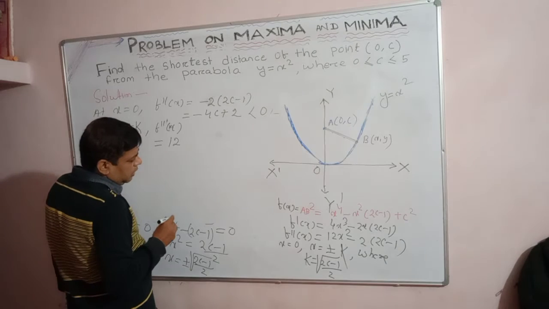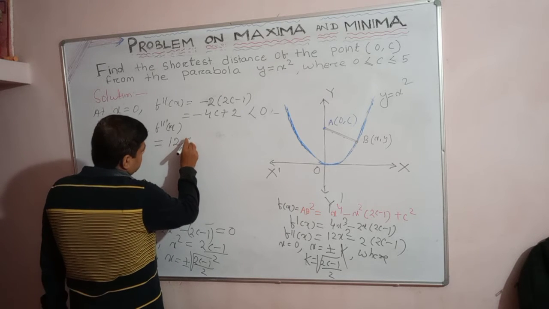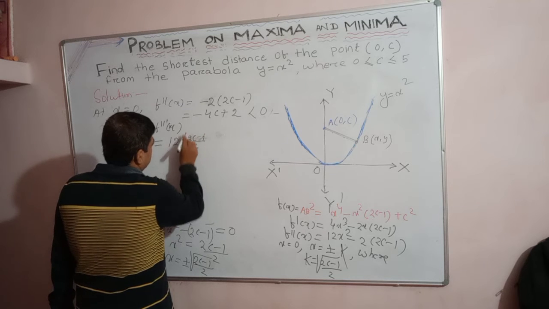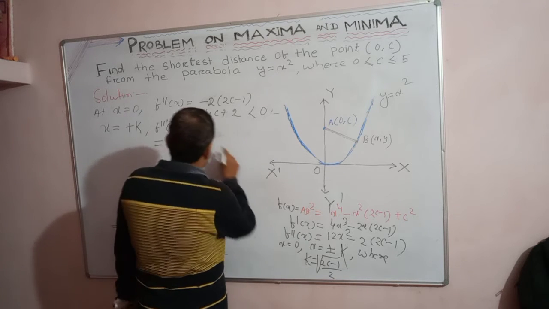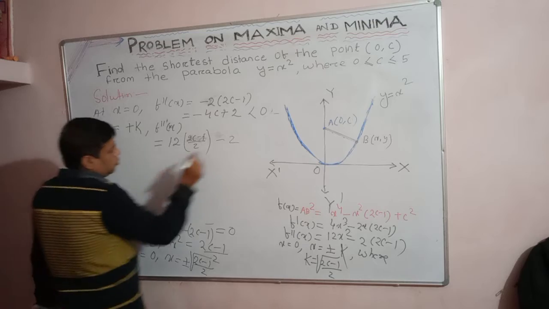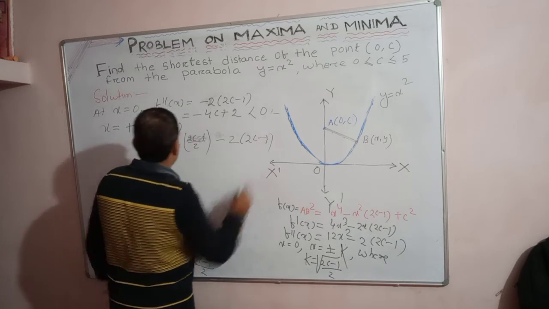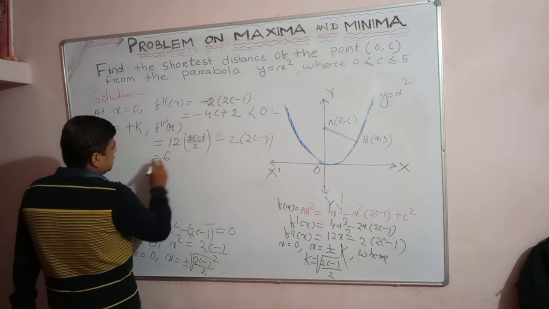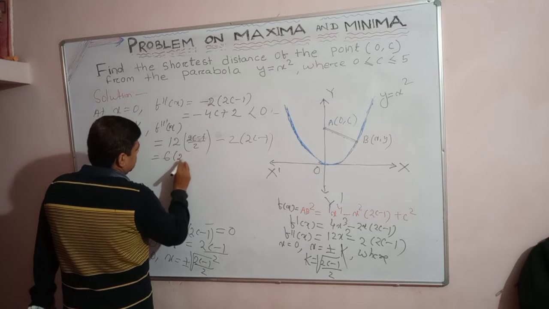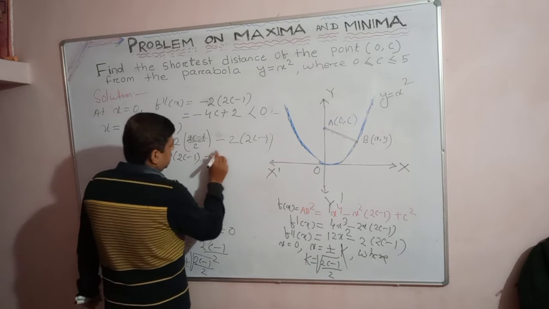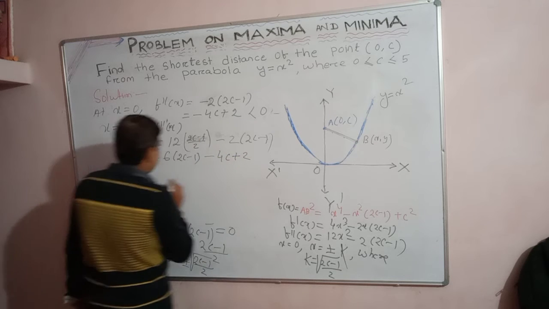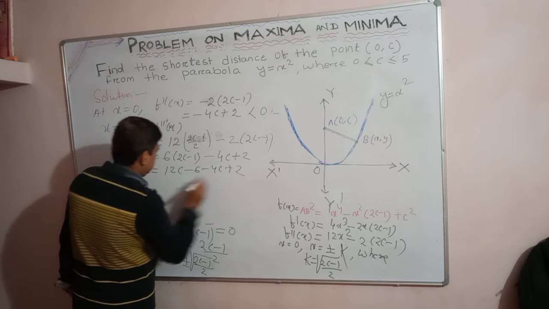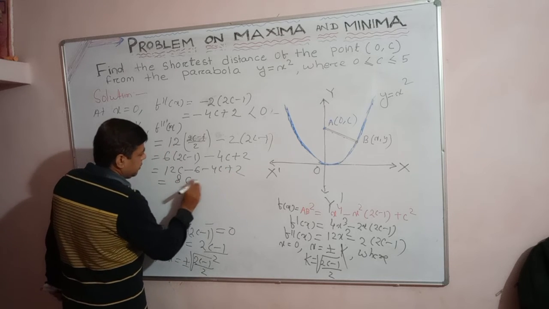Okay, and 12x plus should be 2c minus 1. You see, 2c minus 1 upon 2 will be minus 2, and that's equal to 2 whole into 2c minus 1. So if you put the values in place of x, the value will be 6. You will cancel it: 6 whole into 2c minus 1 minus 4c plus 2. So it will be 12c minus 6 minus 4c plus 2, and this will be 8c minus 4.